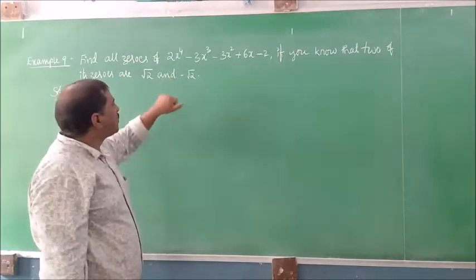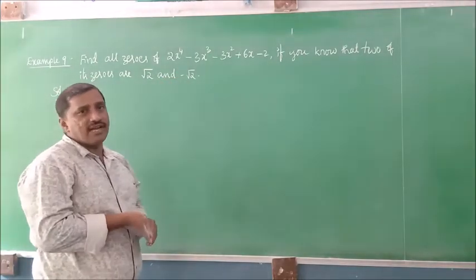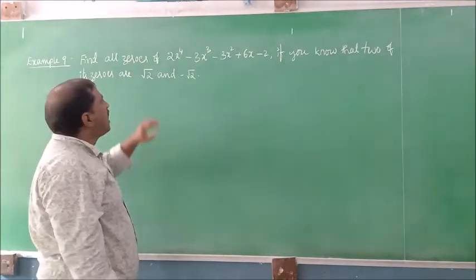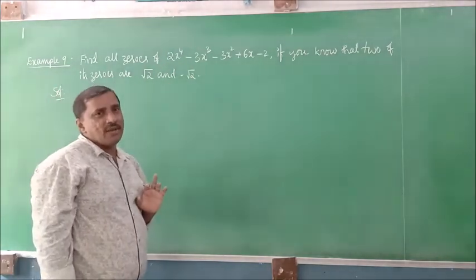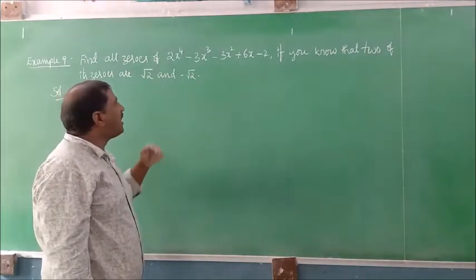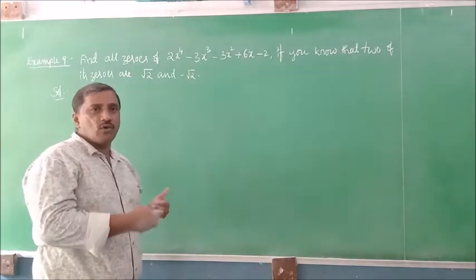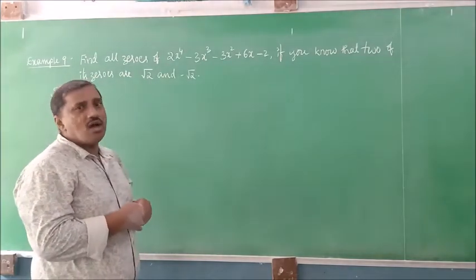And two of its zeros are given, root 2 and minus root 2. The other zeros we need to find. Now I have a question. What is the degree of the given polynomial? It is 4. Therefore, how many zeros will it have? It will have 4 zeros, as its degree is 4. Therefore, the number of zeros is also 4.